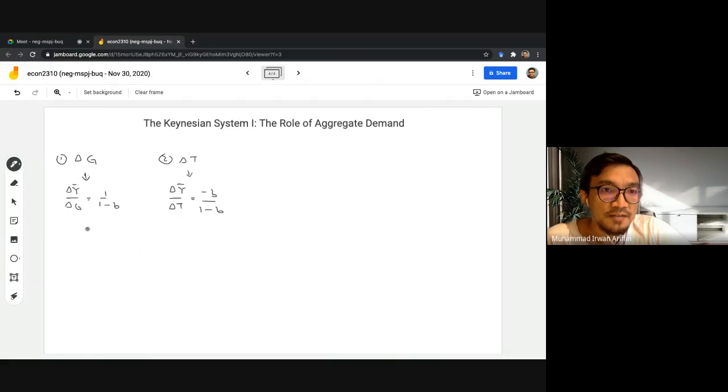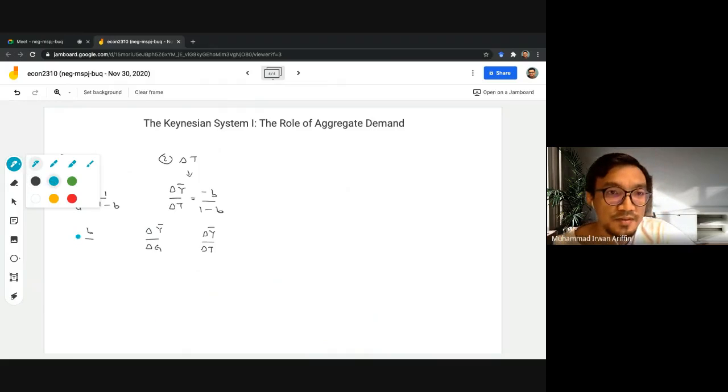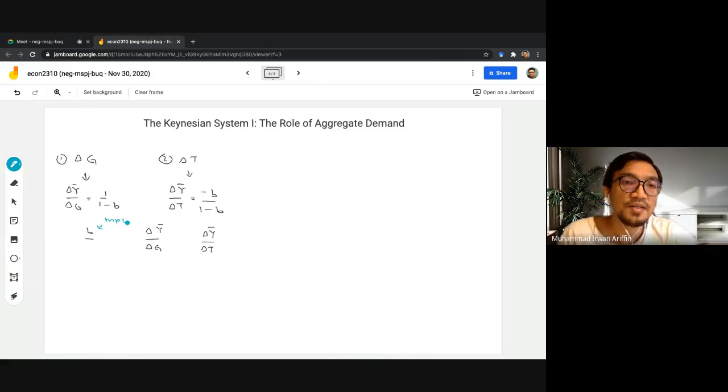Let's have a look to get a rough idea of the direction and the magnitude of the change in the G and tax multipliers. Remember this B is our marginal propensity to consume, so it depends on the behavior of the household: how do they spend and how do they save? Let's say the household decides to spend 50% of their income. What will be the size of the government expenditure multiplier? It will be 1 over half, which is 2.